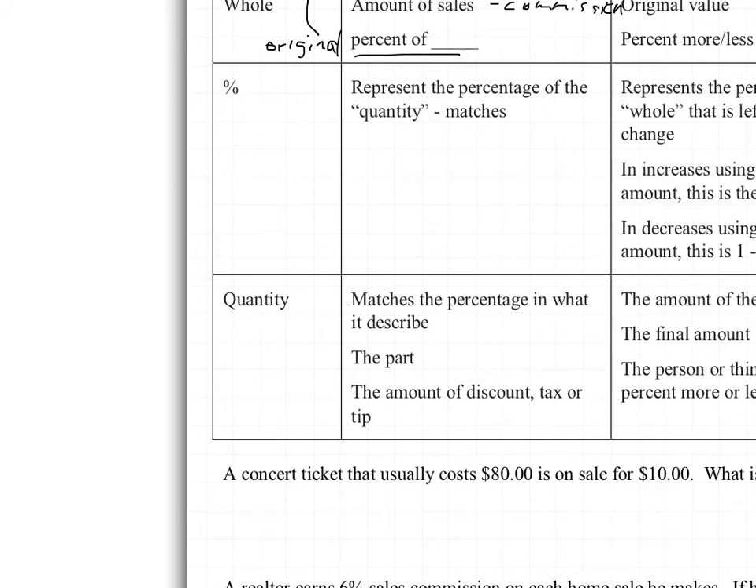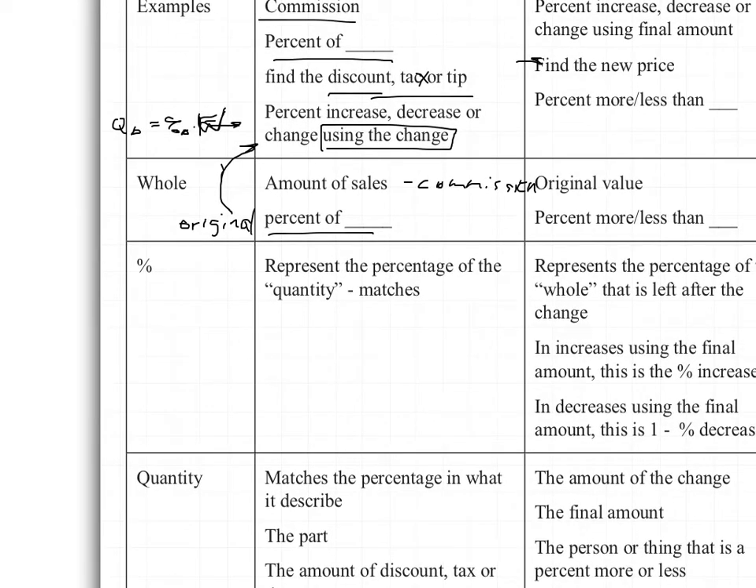All right, percentage. The percent represents the percentage of the quantity. And it matches. Remember what I say about matches? Matches quantity, okay? So if we're talking about boys and girls, the percentage is going to tell you boys, and the quantity is going to tell you boys. So kind of as an example, quantity of boys, you better be talking about the percentage of boys.